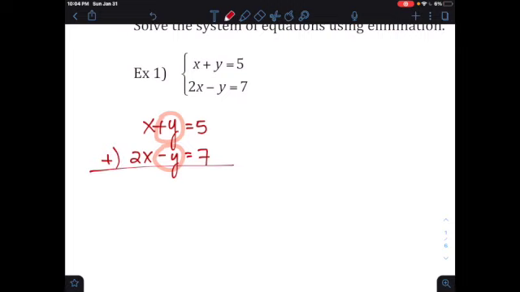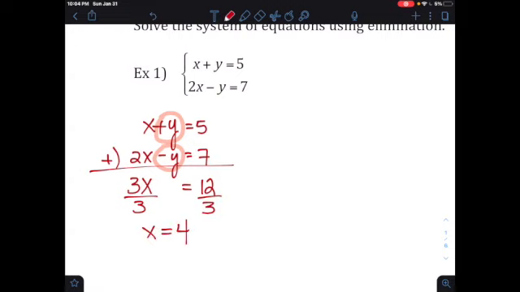And if you add the two equations together, x plus 2x gives you 3x, and a positive y and negative y cancel each other out. So that's why it has to be the same number and the signs have to be opposite. Now because they cancel out, that's just equal to 12, and divide by 3 on both sides, x equals 4.